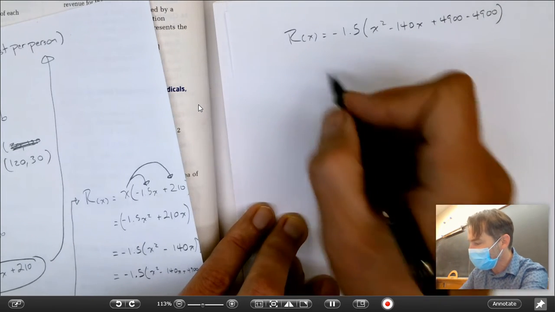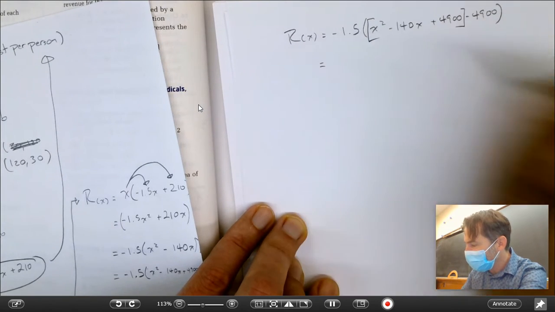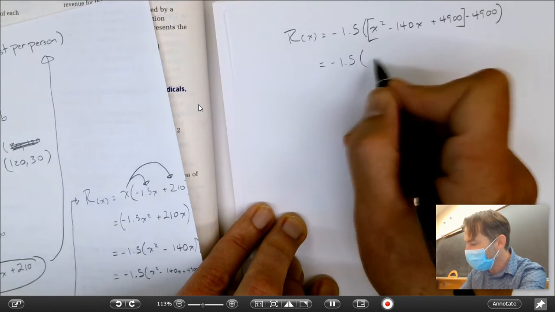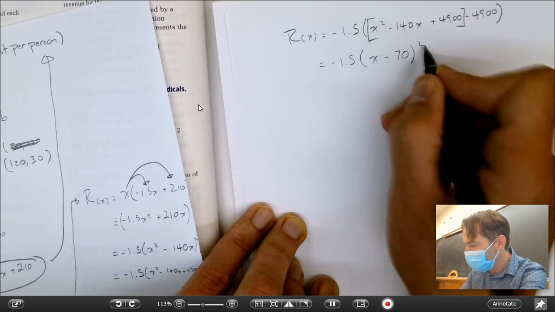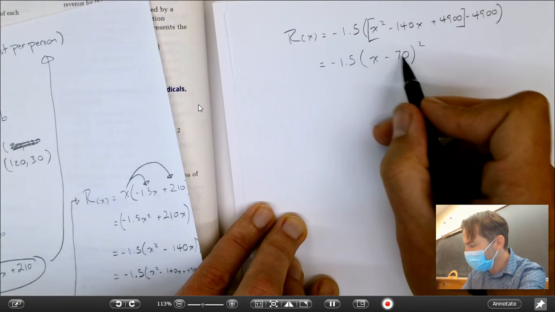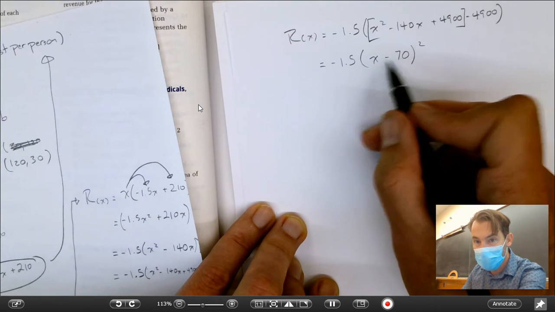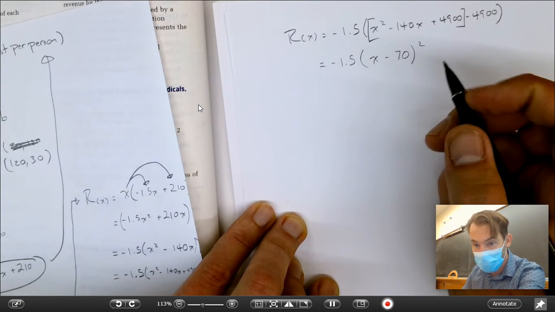So that's finished. So now I can recognize that this here is a perfect square trinomial. So I have negative 1.5 multiplied by x minus 70 squared. So there is my x value. That's the x value of the vertex, and it happens to be 70 here. Okay, and so that means when 70 people attend, this achieves its vertex. And that's the same thing we found when we used the factoring method.